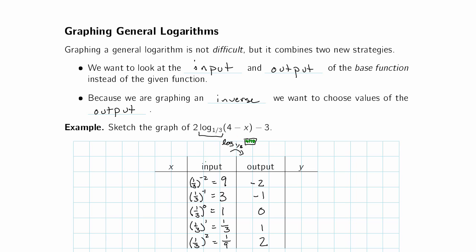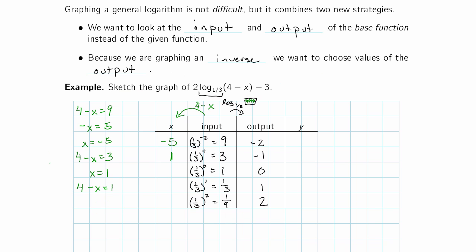Now we want to find out what x is required to give us these inputs. So let's see. When the input is 9, well, the input is 4 minus x. So 4 minus x is 9. That means negative x is 5. So x is -5. When x is -5, that gives us the input of 9. Okay, well, when 4 minus x is 3, it's easier to guess that, right? 4 minus 1 is 3. X must be 1. When 4 minus x is 1, again, we can guess that pretty easily. That's when x is 3.